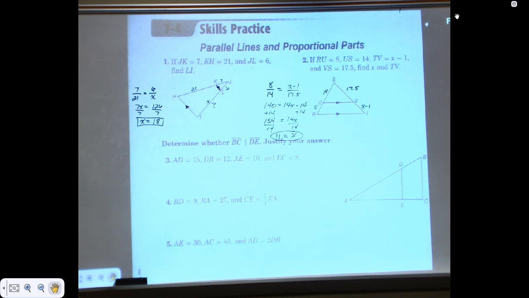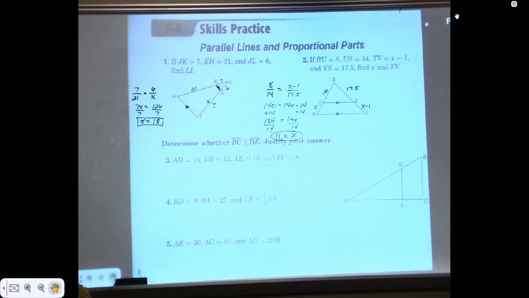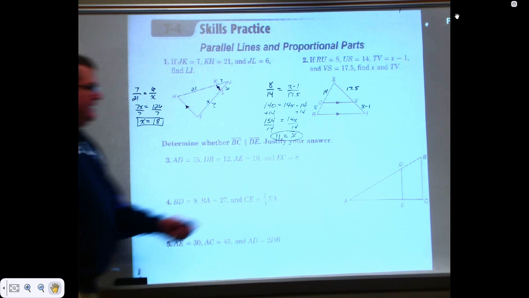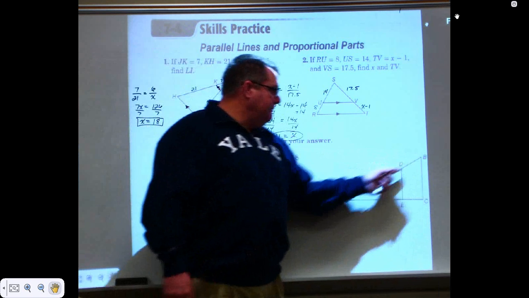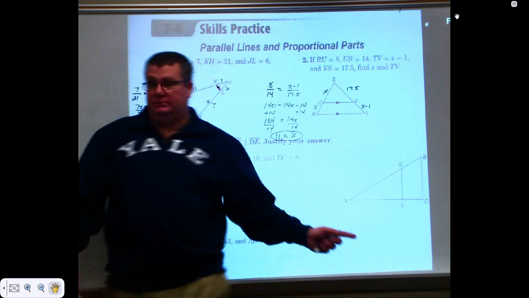This one, the next ones, they want us to justify whether BC is parallel to DE. How can I do that? If this is parallel to this, what do I know about my parts? They have to be what? Proportional. Okay?